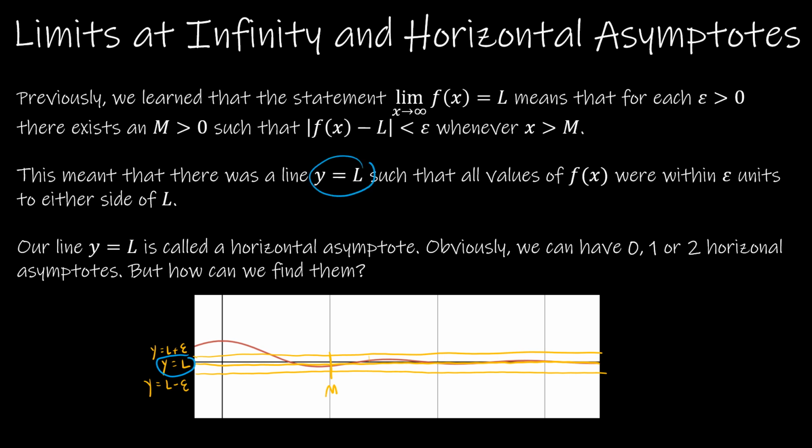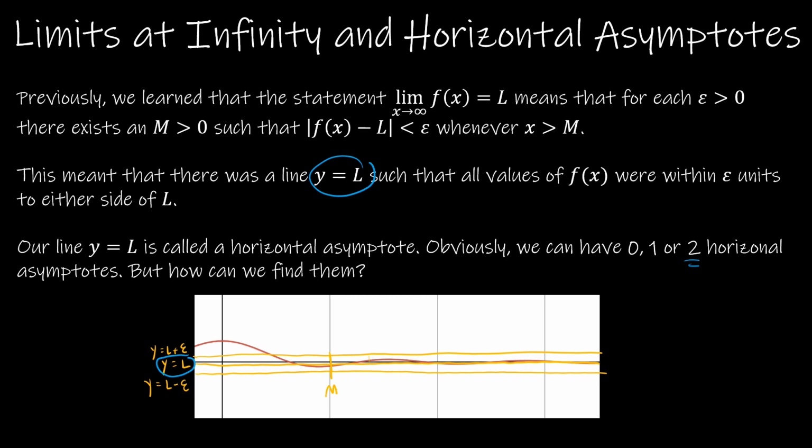Now, as we talked about in our last video, you can have 0 horizontal asymptotes, you could have 1 horizontal asymptote, or you could have 2 horizontal asymptotes. You can't have more than that, because you can only have 2 if you had a different one going to the right and to the left. But the question is, and where we're going to spend most of our time in this video, is how do we find them?